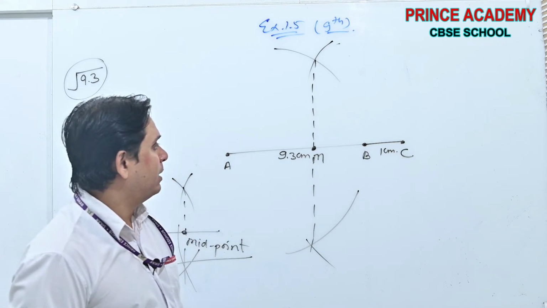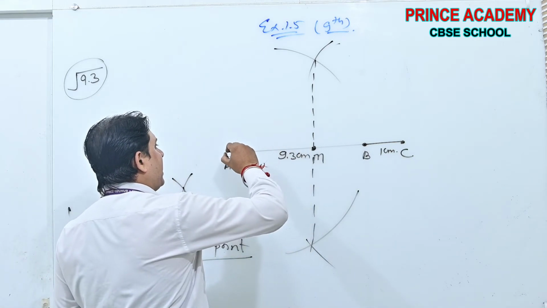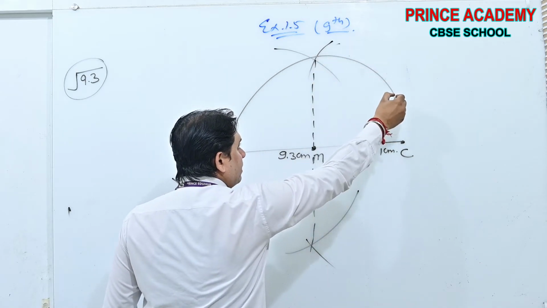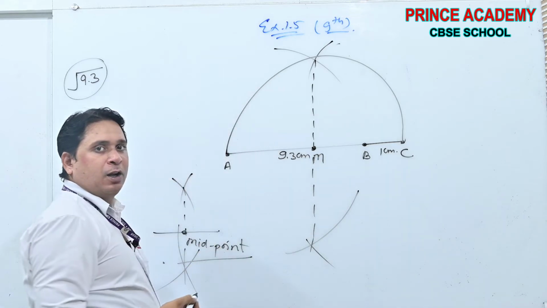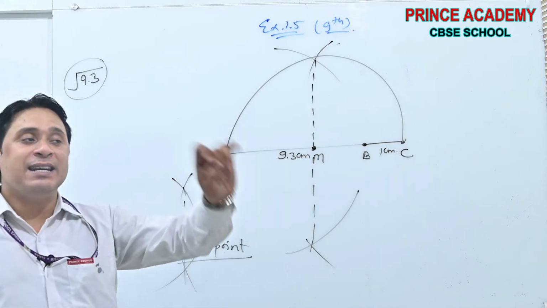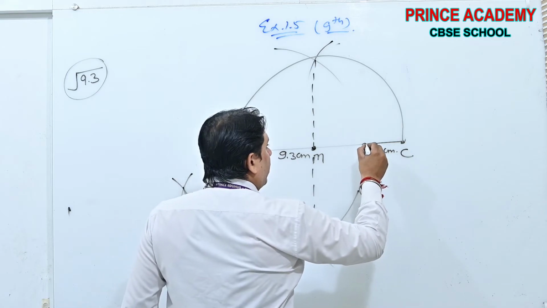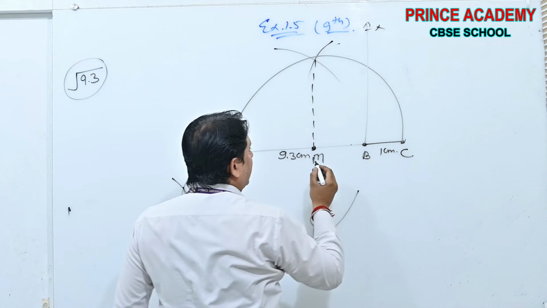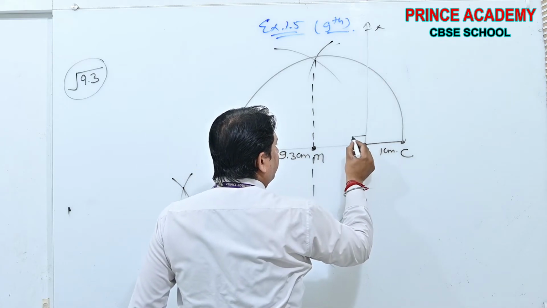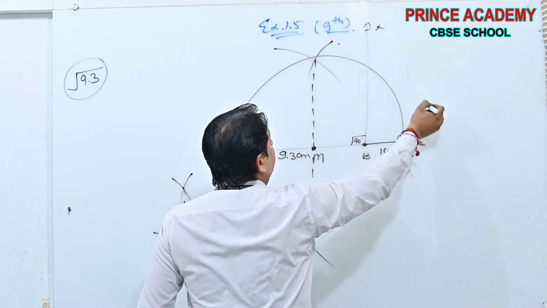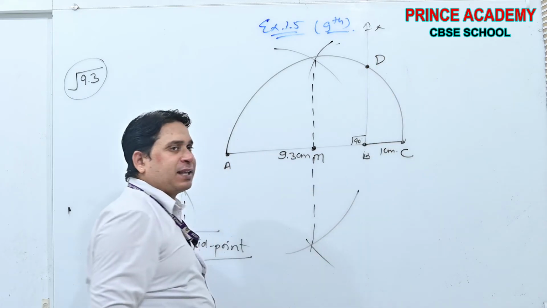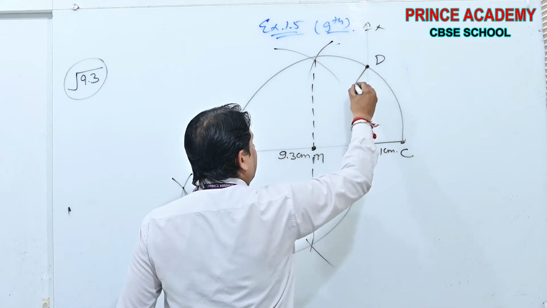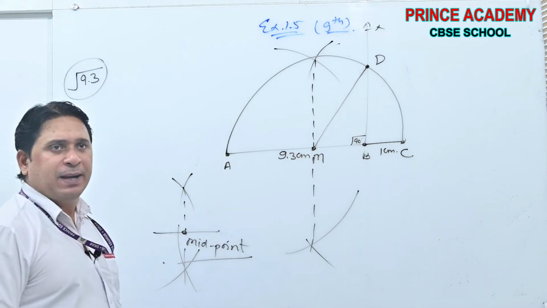Then next step, with center M and radius MA, draw a semicircle. Okay, done. Then at B, draw a ray BX such that angle MBX is 90 degrees, meeting the semicircle at D. Then, beta, join MD.